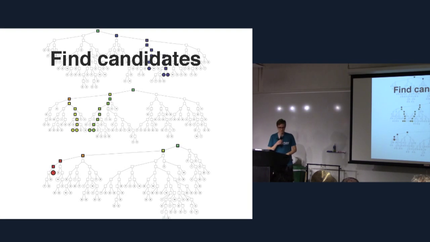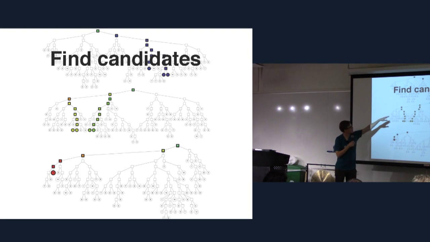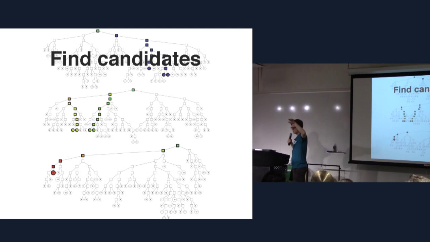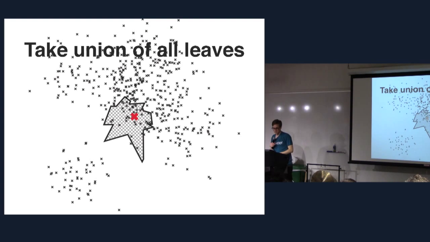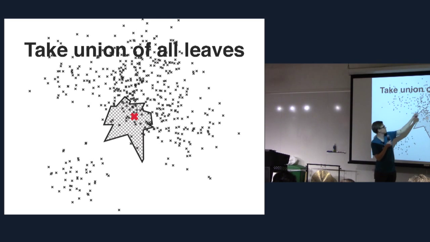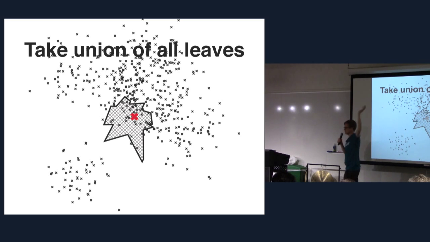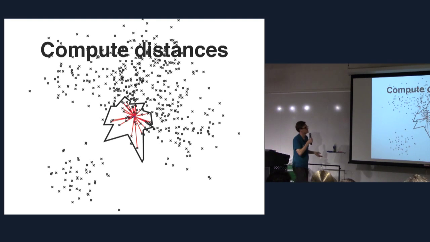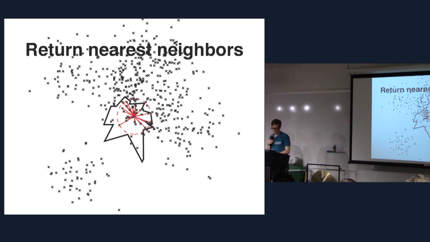So first we go out and find candidates using these binary trees. Then we take the union, and here's what we end up with. Every one of these leaves is a convex polygon, but if you take the union, it actually turns out to be non-convex. So we end up with this set of candidates, compute the distances for all these candidates, and then we return the top 10. Or in this case, I think it was the top 30. Okay, so pretty good. It works pretty well.